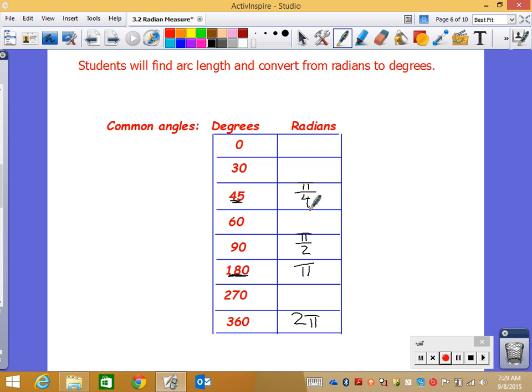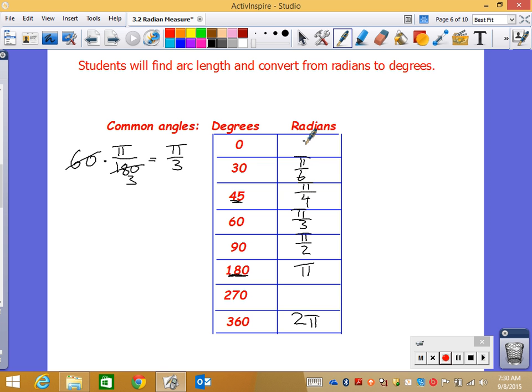So in order to get 30 and 60, we're going to use our conversion factors from a few slides ago. So let's take 60 times pi over 180 to go from degrees to radians. Well, 60 goes into 180 3 times, so we get pi over 3. Now to get 30, we can divide 60 by 2 to get 30, so we divide pi over 3 by 2, and we get pi over 6.